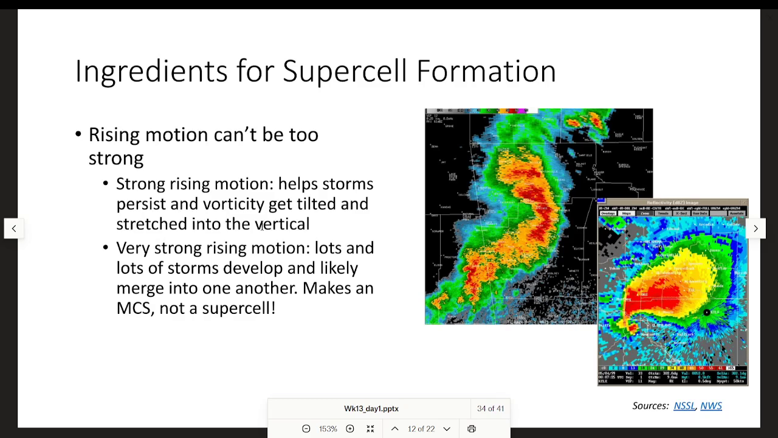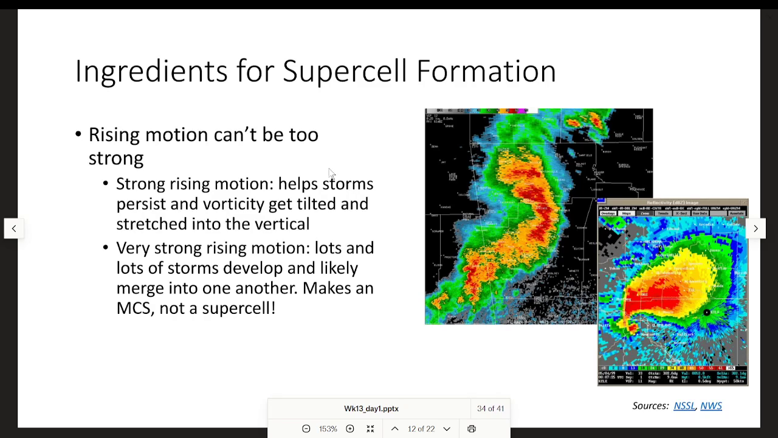Anyway, the rising motion can't be too strong. Strong rising motion helps the storms to persist and vorticity to get tilted and stretched in the vertical, but with very strong rising motion, lots of storms develop and likely merge into one another, so it makes an MCS and not a supercell.